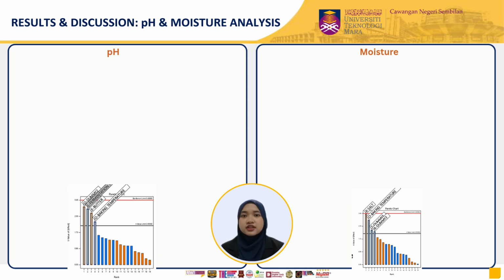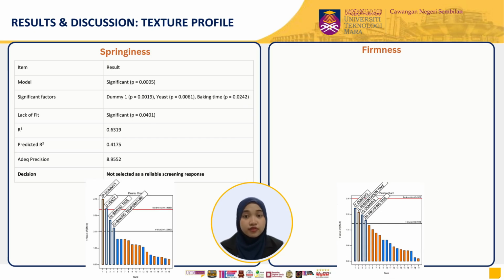Although the pH model was statistically significant, it was not selected as a reliable screening response because significant dummy variables indicated unexplained experimental variation, reducing the confidence in the identified effects. The moisture content model was also excluded because it showed a significant lack of fit, indicating that the regression model did not adequately fit the experimental data. Both firmness and springiness were excluded from further discussion because their models showed significant lack of fit and did not satisfy the required model adequacy criteria. Therefore, they were not considered reliable screening responses.